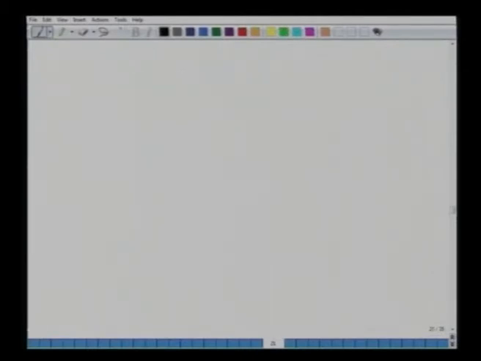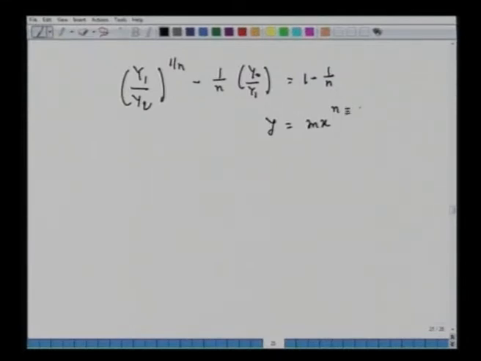So let's rewrite these equations. (Y1 over Y2) raised to the power 1 over n minus 1 over n, times Y0 over Y1, equals 1 minus 1 over n. And if you recall, we had the equilibrium y equal to m x to the power n. n was obtained when we fitted this equilibrium curve on a log scale. We obtained the value of n as 1.66, and m was 8.91 times 10 to the power minus 5.